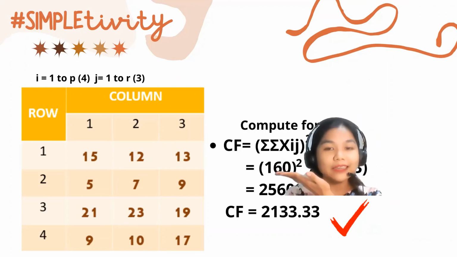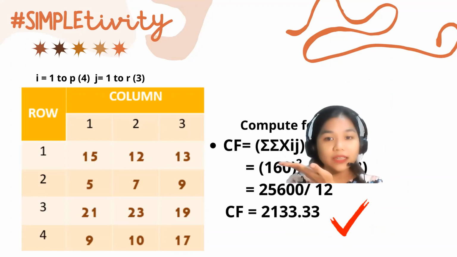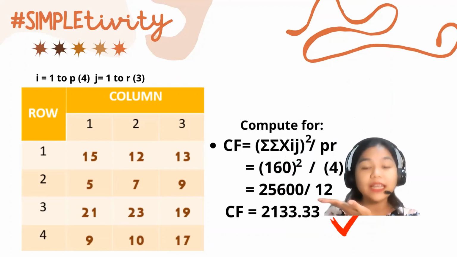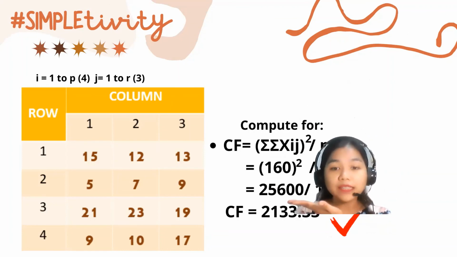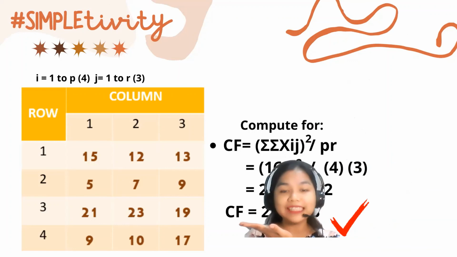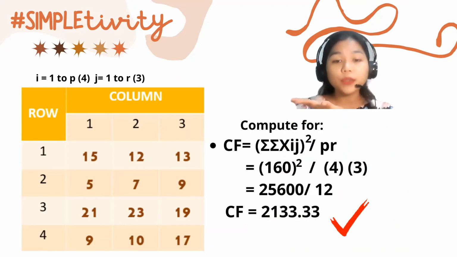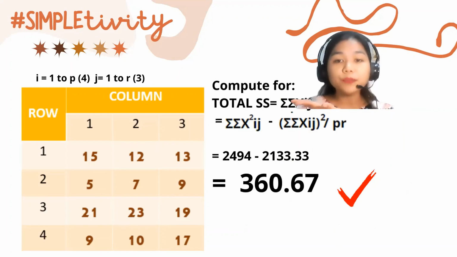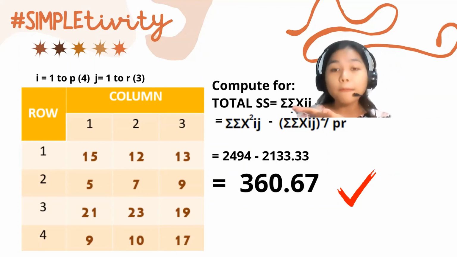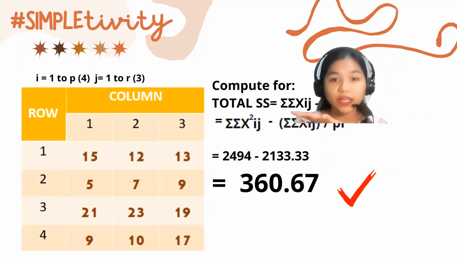And then squaring the summation of xij, we have 160 squared. So we have 25,600 divided by 12. That's equals to 2,133.33. This is the correction factor. We need this value actually to compute for the total sum of squares. So to compute for the total sum of squares, we simply need to subtract the correction factor from the result of the double summation of xij squared.